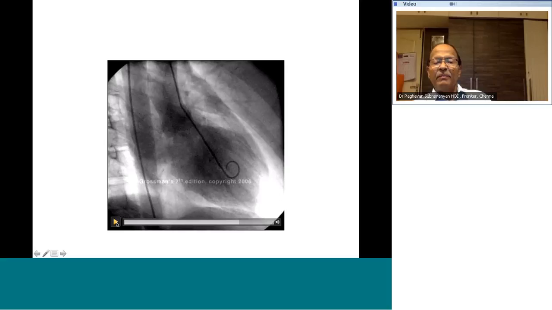LV angio, where it's showing mitral regurgitation filling the LA. It separates the LA from the LV. You can see the mitral valve; it also separates the ascending aorta from the left atrium. And you can see the shape of the LV profile very well.